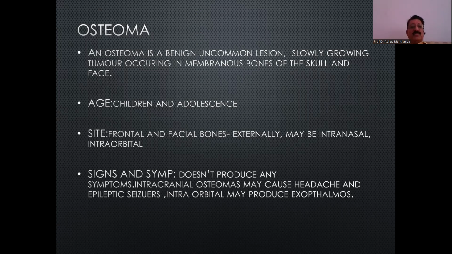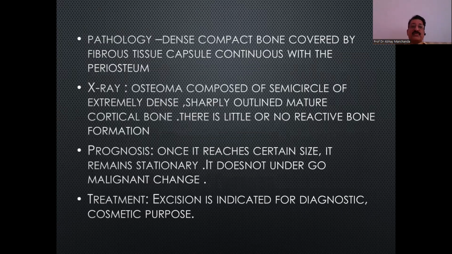Externally, maybe intranasal, intraorbital. What are the signs and symptoms? They don't produce any symptoms usually. Intracranial osteomas may cause headache and epileptic seizures. Intraorbital may produce exophthalmos.